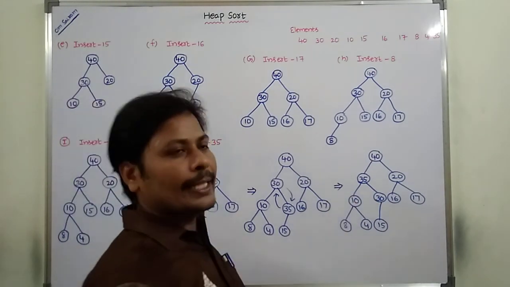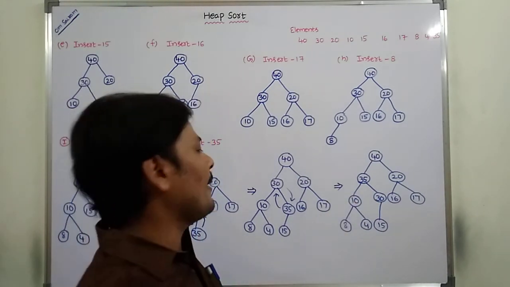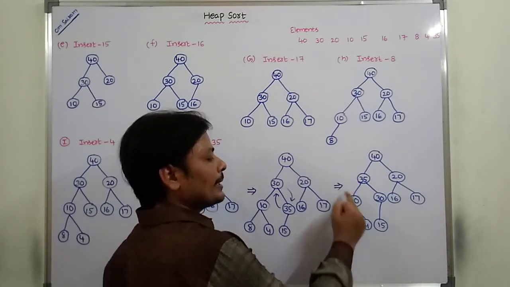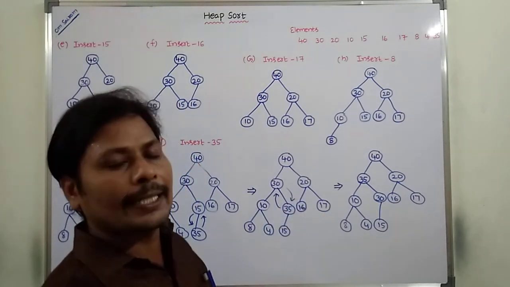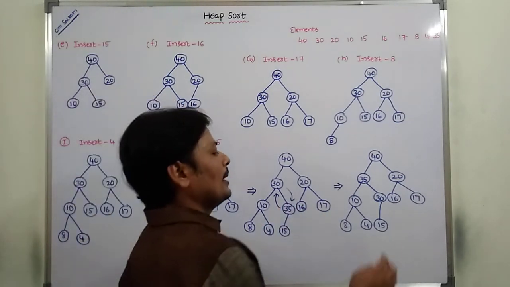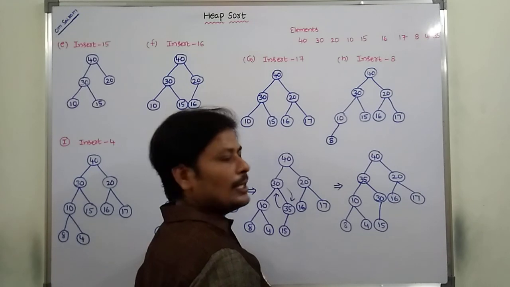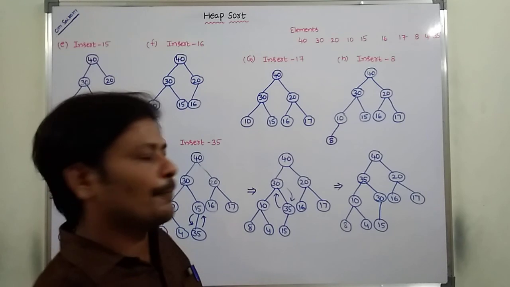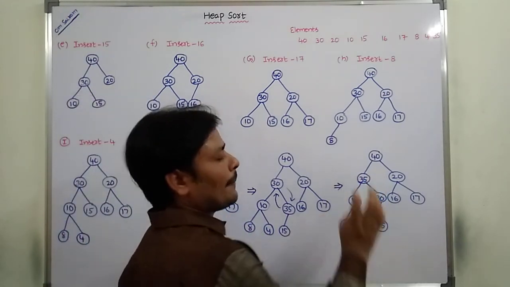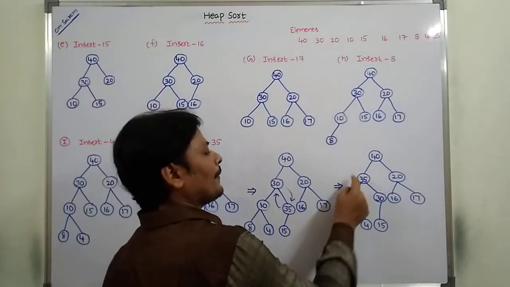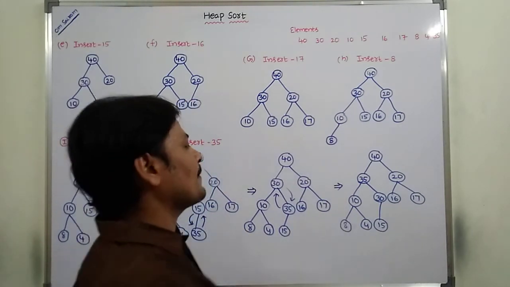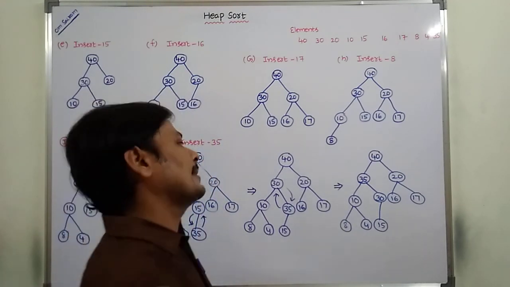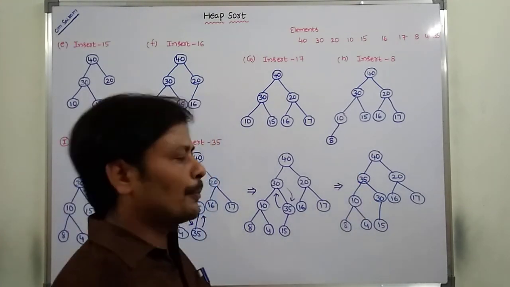Now we have to check whether it satisfies the maximum heap property or not. 8 and 4 have the parent 10. 10 is greater than 8, 10 is greater than 4. Yes, it satisfies the maximum heap property. So 30 has only one left child. Now 30 is greater than 15, so it satisfies the maximum heap property. 10 and 30 have the parent 35. Now 35 is greater than 10, so it satisfies the maximum heap property. 35 is greater than 30, so it satisfies the maximum heap property.